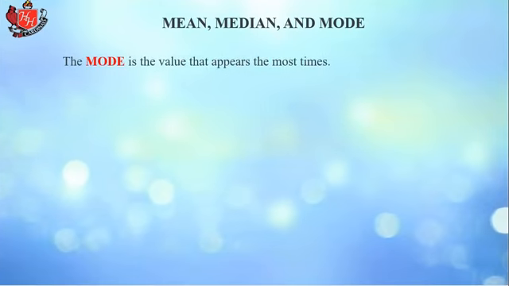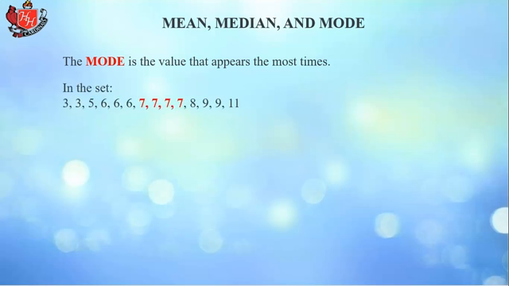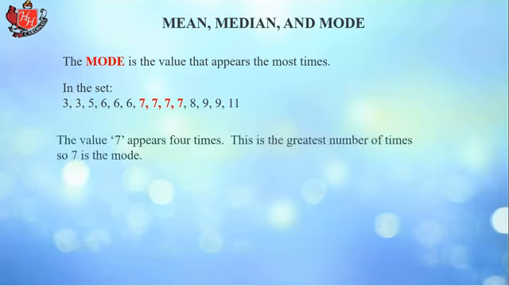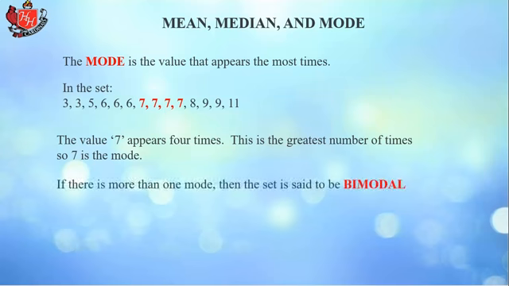So the mode is the value that appears the most times. If you look at that same set of numbers, you see that 7 appears 4 times. That's more than any other number, and so that is the mode of this data set. The value 7 appears 4 times, which is the greatest number of times, so 7 is the mode.